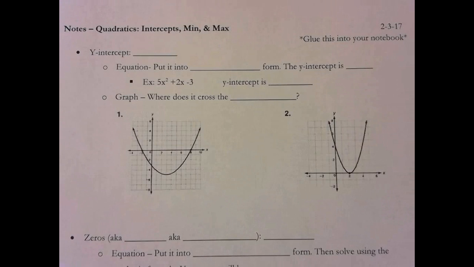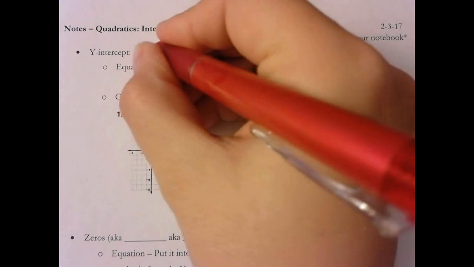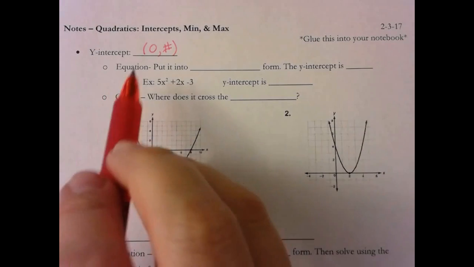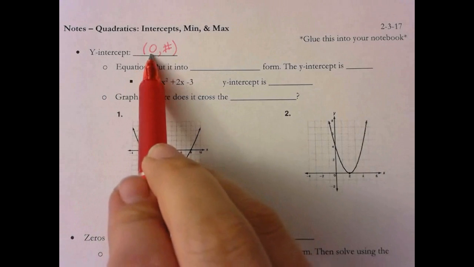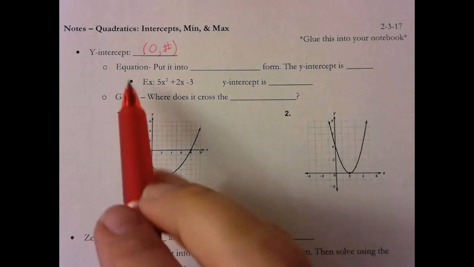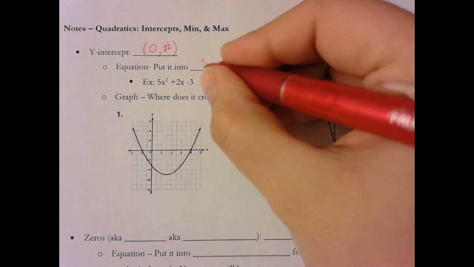So hopefully you remember y-intercept, and hopefully you remember that y-intercept is always 0, comma, a number. Well, that's always going to be your coordinates for y-intercept. 0 is the x-coordinate, and then the number will be the y-intercept. To find the y-intercept in an equation, first you need to put it into standard form.